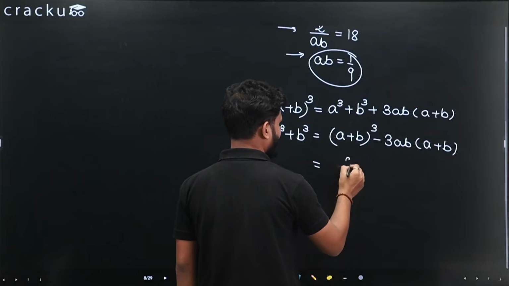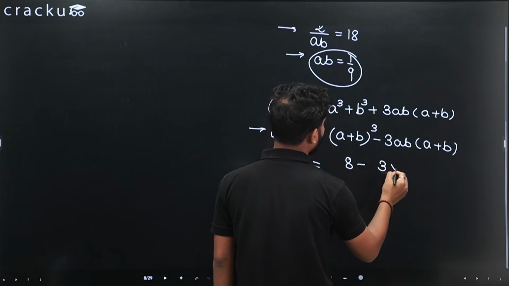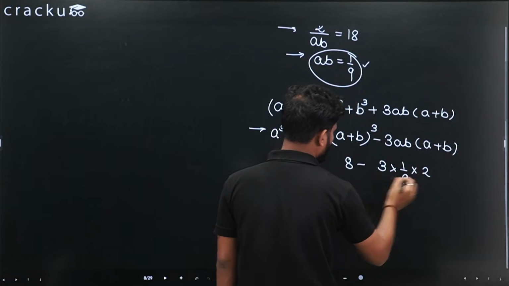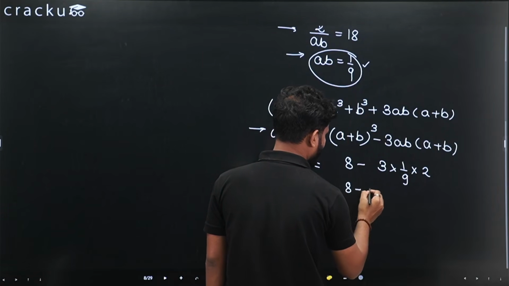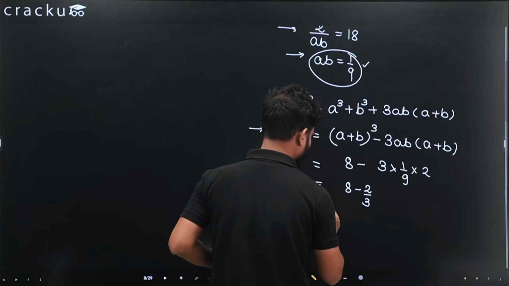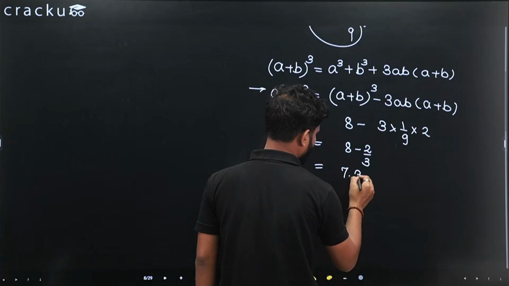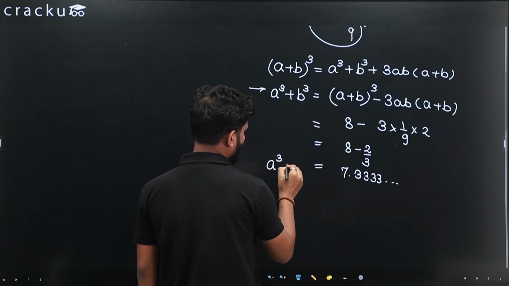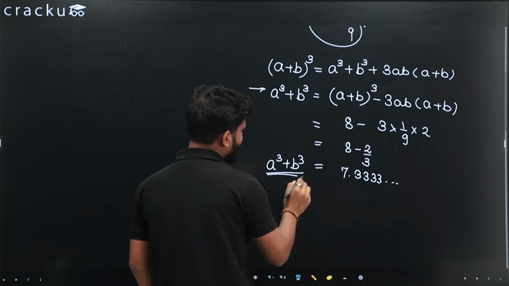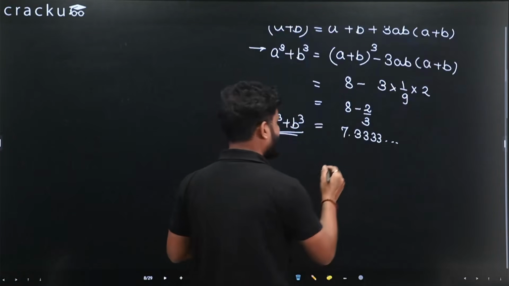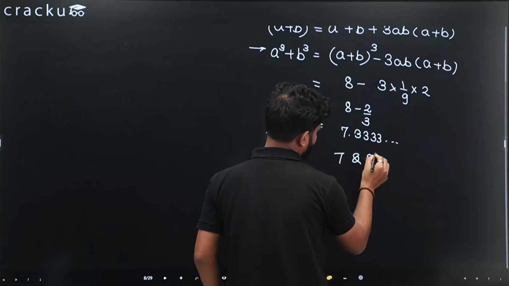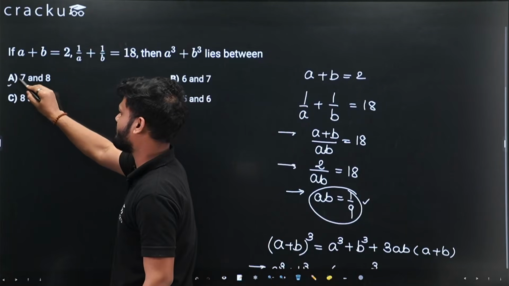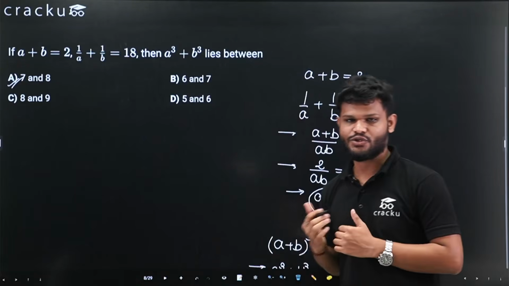So 2 cube will be 8 minus 3 into AB, which is 1 by 9, into A plus B, which is 2. So this will be 8 minus 2 by 3, or this is 7.3333 and so on. So this will be the value of A cube plus B cube, and we need to find where this value lies. So this value lies between 7 and 8, right? So A cube plus B cube lies between 7 and 8, which is given in option number A. So option number A is the correct choice.